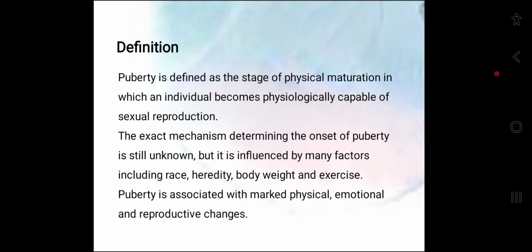So, puberty is associated with marked physical, emotional, and reproductive changes. We'll talk about these changes: physical, emotional, and reproductive.